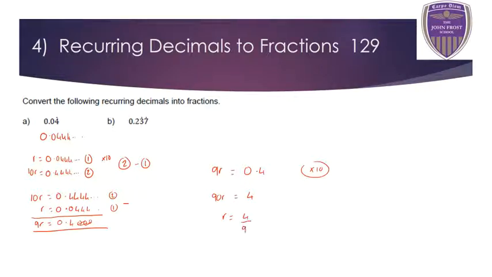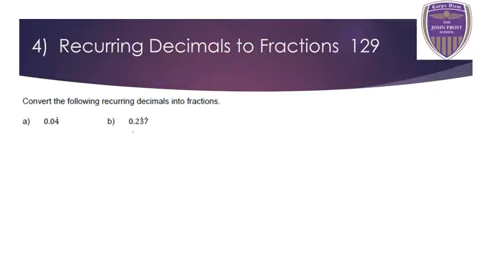So 4 divided by 90, or 4 over 90, is my fraction. And I can simplify that by dividing through by 2. So 0.04 recurring is the equivalent of 2 over 45. And for the second one here, it looks like this. There's a dot above the 3 and the 7, so it's 37 recurring.